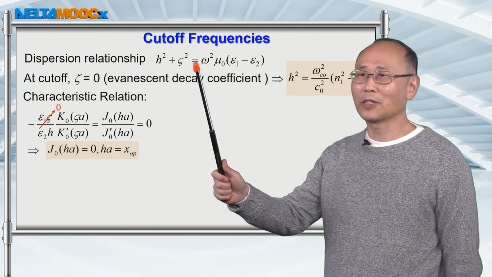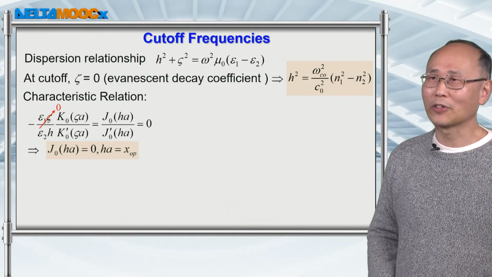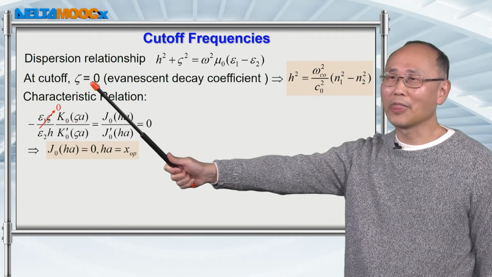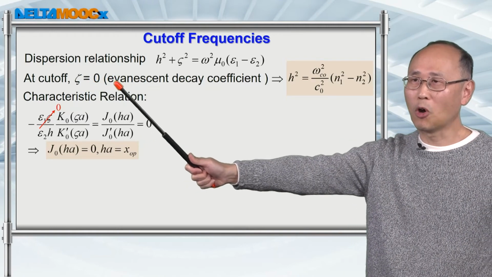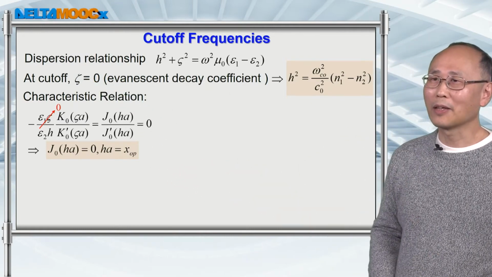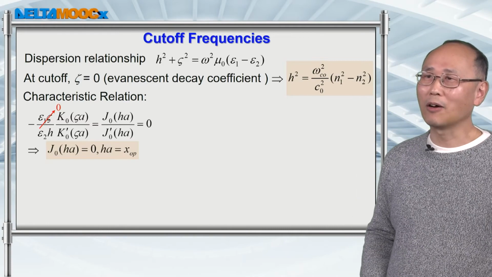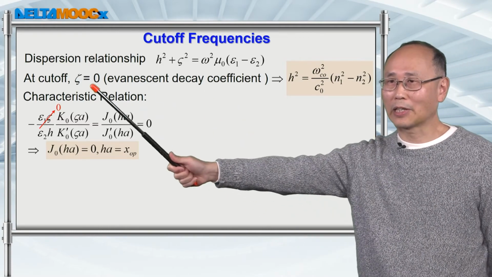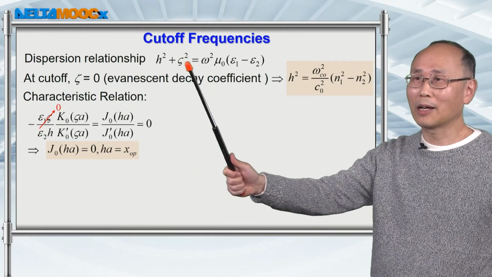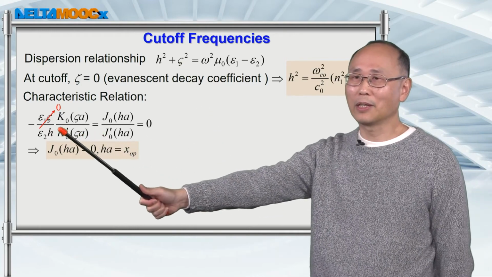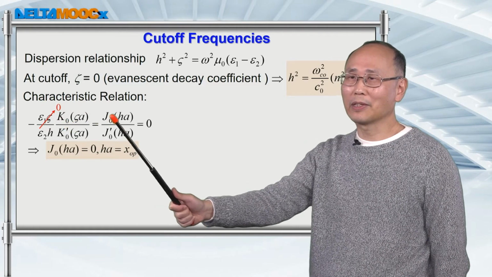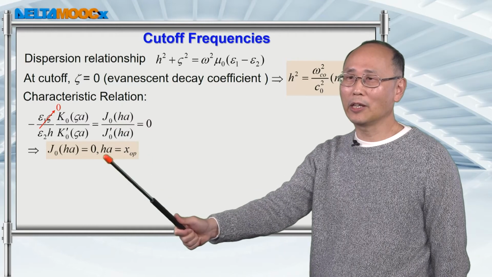So similar to the discussion for the cutoff frequencies in a dielectric waveguide, we set this zeta equal to 0 to find out the cutoff frequencies of the modes. So let's set this zeta equal to 0. This means that the radiation starts to leak out from the optical fiber, because zeta is the decay constant for the evanescent wave. So if you set this zeta equal to 0, then put it into the characteristic relation, you end up having a requirement of J0(ha) equal to 0.